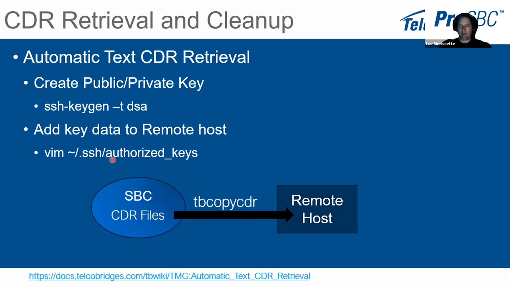The other way to do it is by using automatic text CDR retrieval. So what we can do here is use a little application that's called TB Copy CDR. And TB Copy CDR is used to take all the CDR files that exist in the SBC and push them out to a remote server. So this is just a CentOS shell script. In that file, well, first you need to create a key, an authorized key, so that we can push this file without user password information.